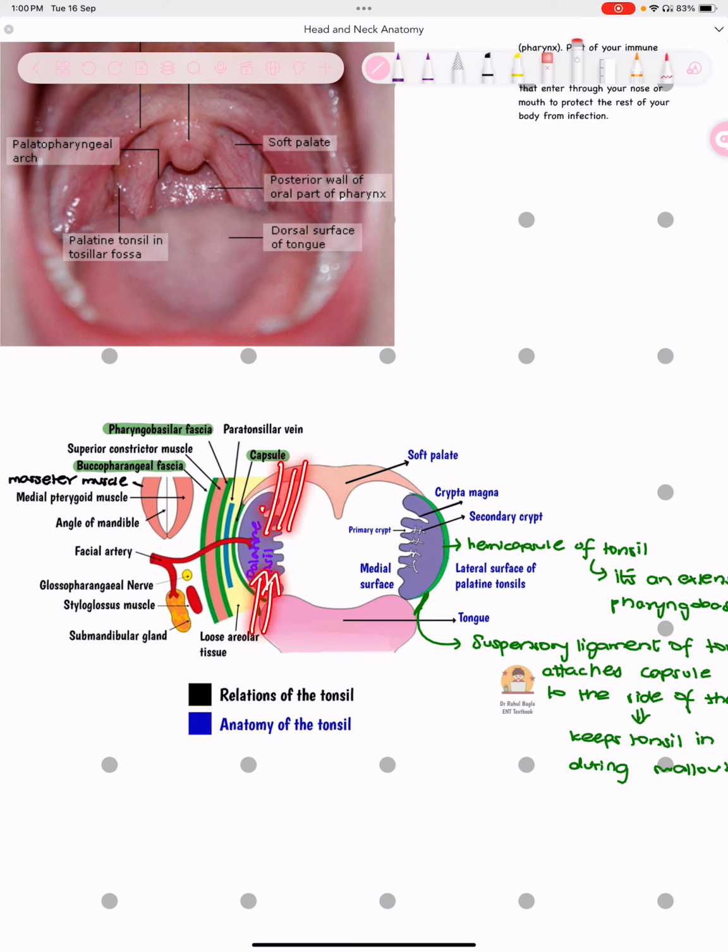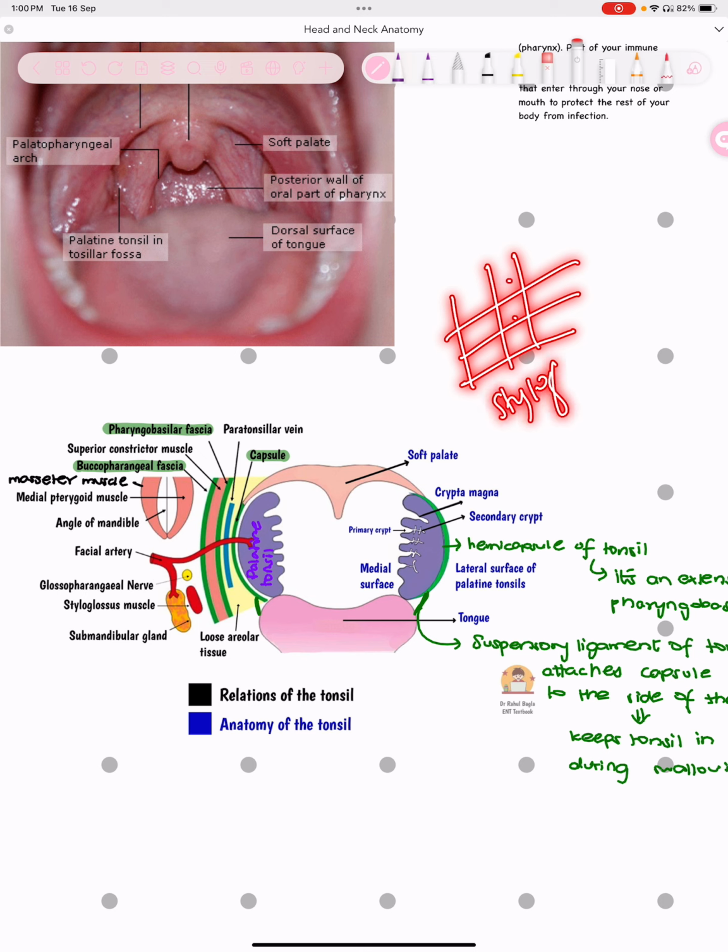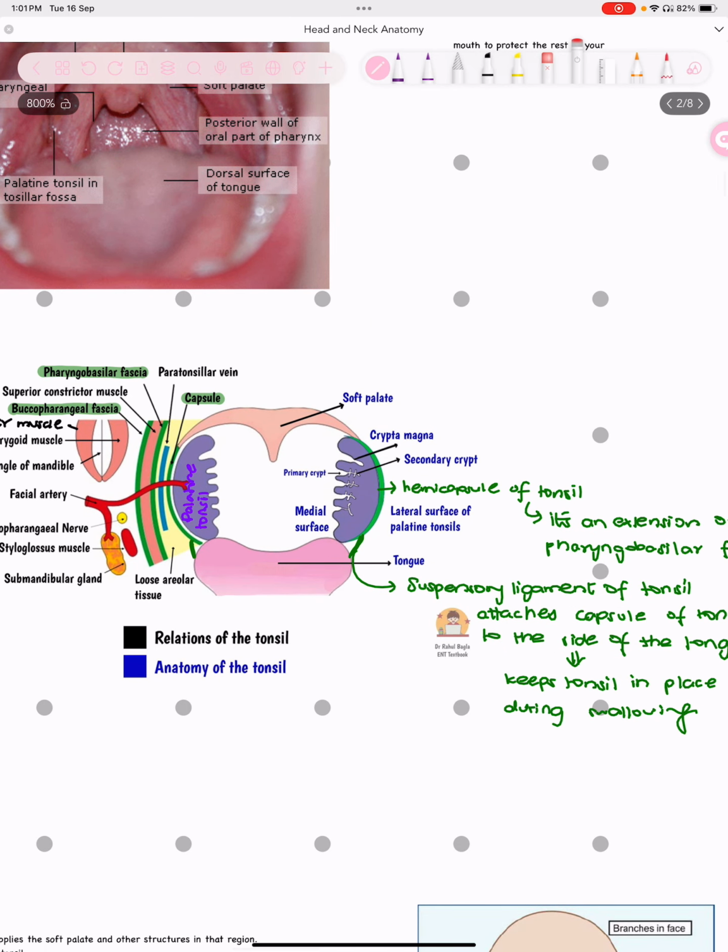Now, posteriorly, the tonsil is loosely attached to the posterior wall of the pharynx, which basically comprises constrictor muscles and styloglossus, right? So it's loosely attached. So what does the function of firmly attaching it? The suspensory ligament, and it's in the anterior border. When you talk about the surfaces, the medial surface is lined by stratified squamous epithelium. Stratified squamous, don't forget that.